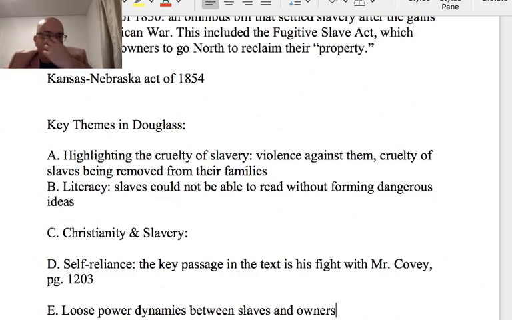The loose power dynamics that happen between slaves and owners. Right? Douglass almost becomes Covey's master here, right? Because Douglass understood this power dynamic. And then once he took the power, Covey was left almost defenseless, if he wanted to keep his living.